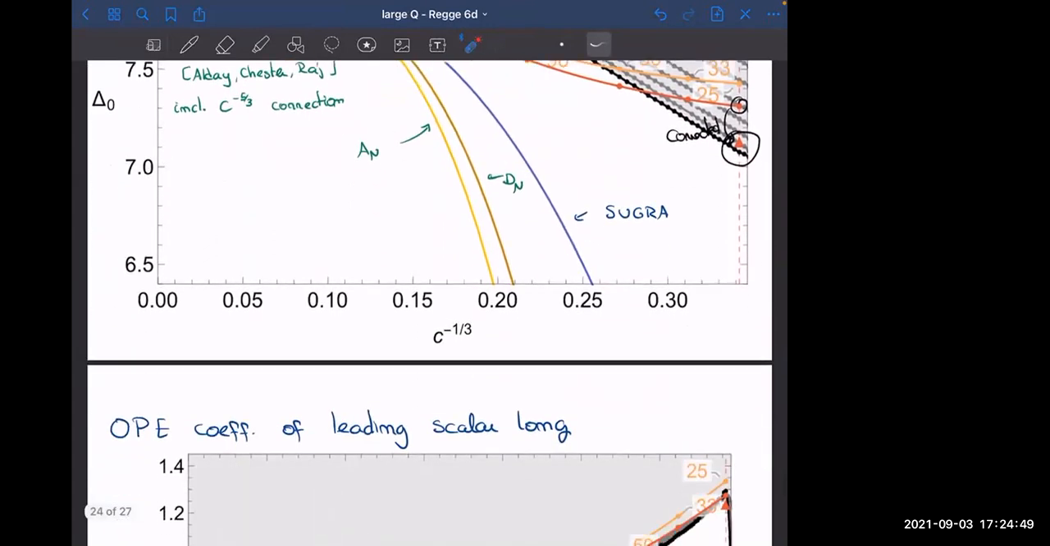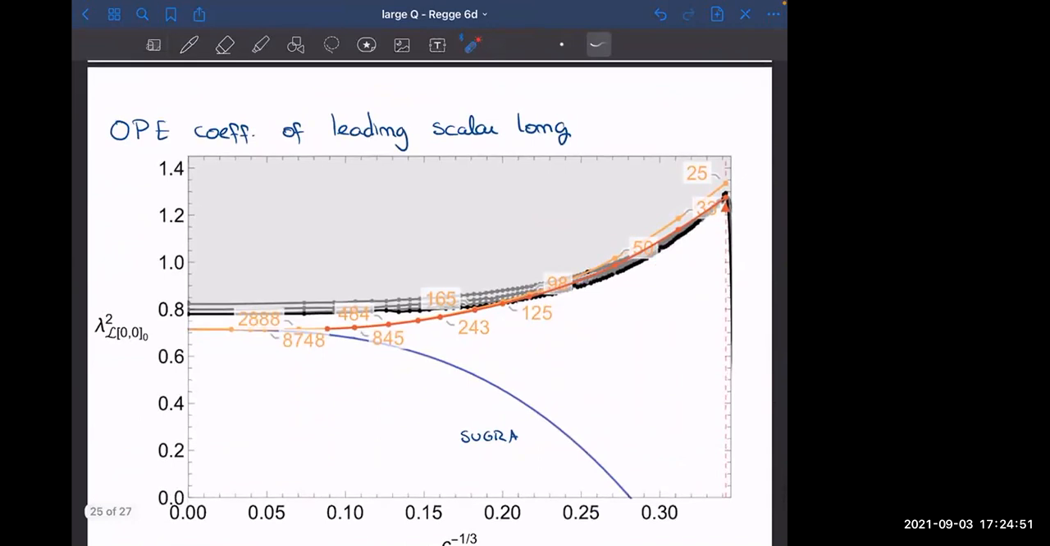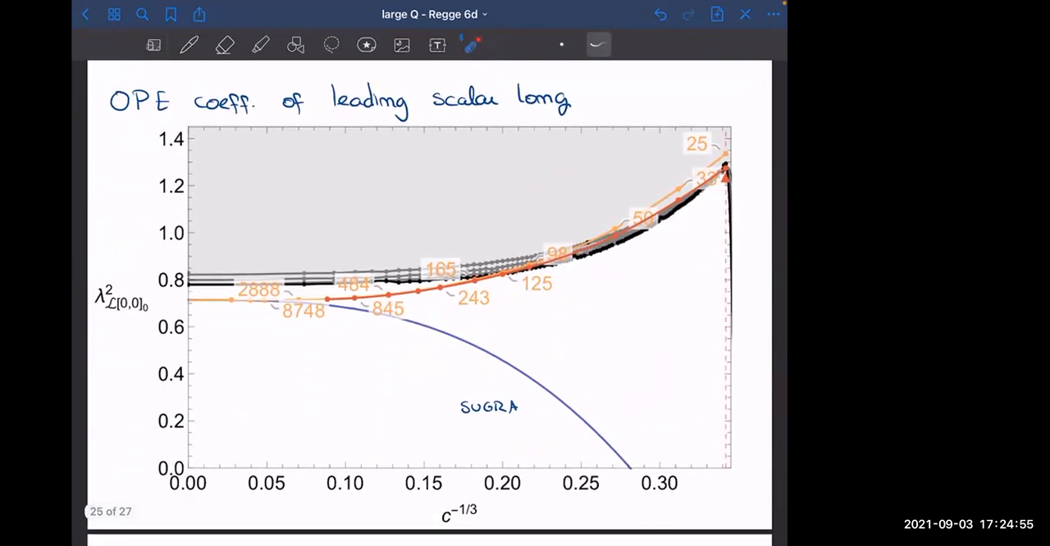And we can also extract the OPE coefficient of the leading scalar, which is here. Again, for large C, it always seems reasonable and in line with the numerics. For small C, it actually stops being a reasonable approximation. It even ends up in the excluded region of the numerics. We would have liked to go beyond.